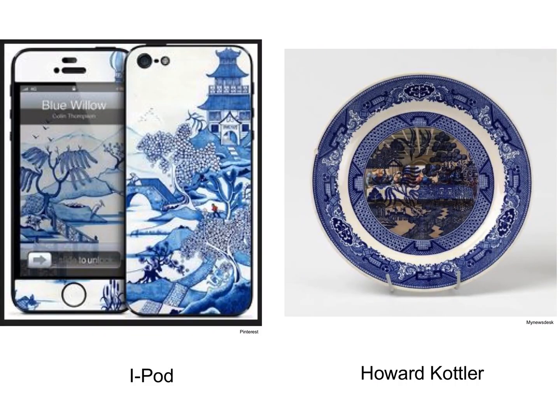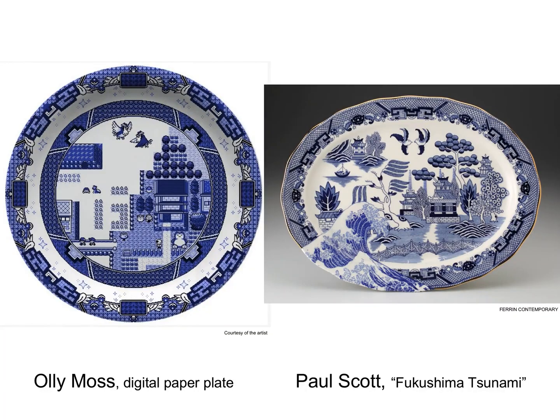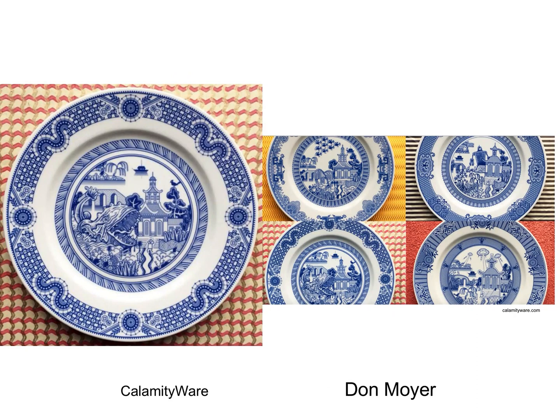Some I showed you last time, like this iPod displayed by Howard Cutler. It's a found object that's been modified with the addition of a decal of The Last Supper by Leonardo da Vinci. And again, new examples I didn't show you last time: a digital paper plate by Paul Scott, where he has altered the familiar image of the blue willow pattern by adding the Great Wave by Hokusai as an added element to reference the tsunami in Fukushima. And I have shown you Calamity Ware by Don Moyer last time as well.